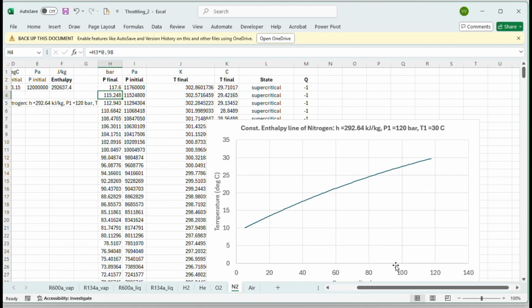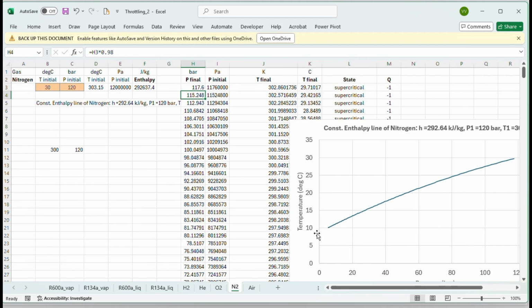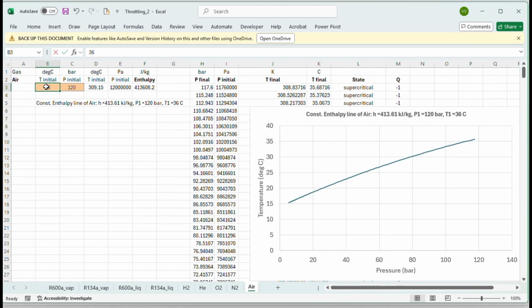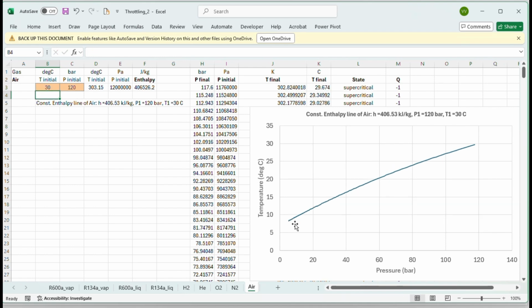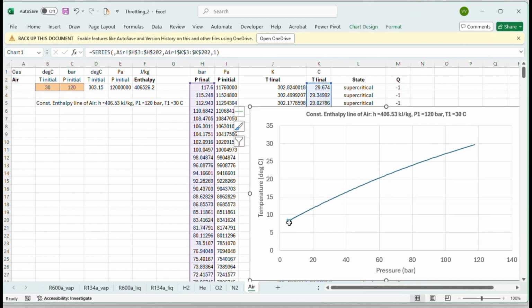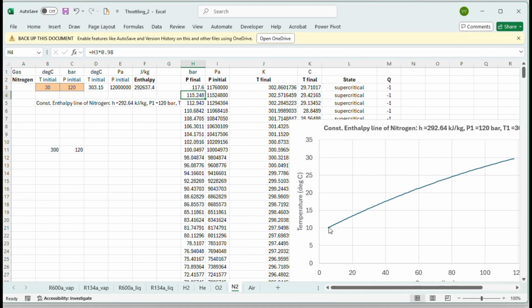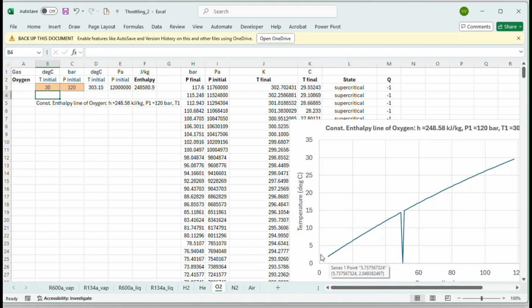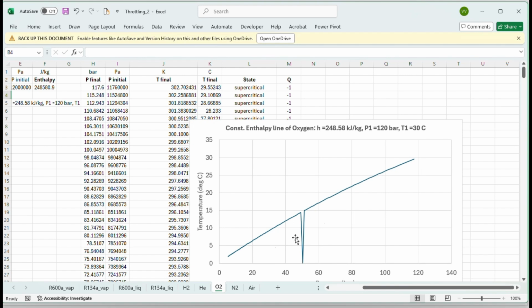So you start from, let's say, 30 degrees C. Let's put everything at 30 here. So for air, it was coming down to almost, I want to say, 8.23 degrees. For nitrogen, it's cooling down to almost 10. Air was better. Oxygen is a lot better. It cools down to almost 1.94. But the starting pressure is really high.